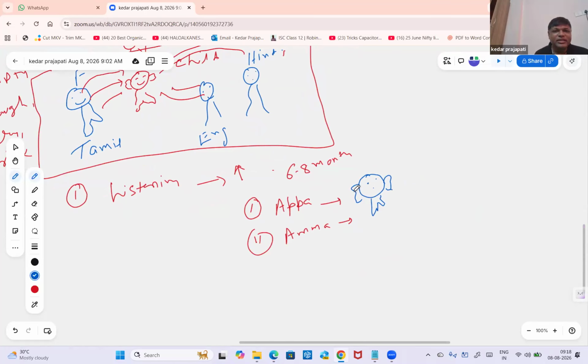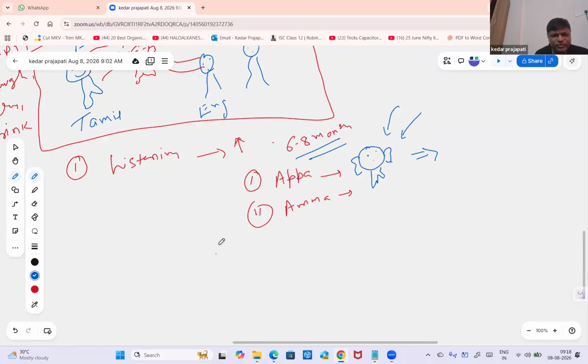So what happened? Maybe in 6 or 8 months, since he has a brain, he has acquired knowledge from you, and he started speaking very small words. This is the story until 6 to 8 months. But when the child becomes 1 year old, he will say something else also. He will ask for water, like, I need water.